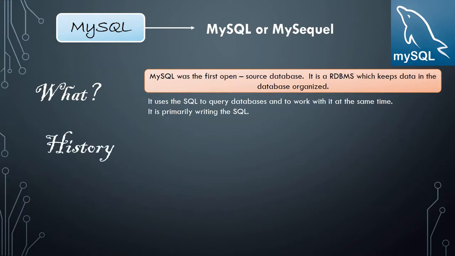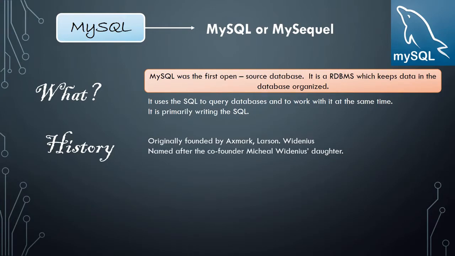Next, history of MySQL. Originally, it was founded by three persons, Axmark, Larsson and Widenius. After that, it was named after the daughter of Michael Widenius, okay, who was a co-founder of MySQL.